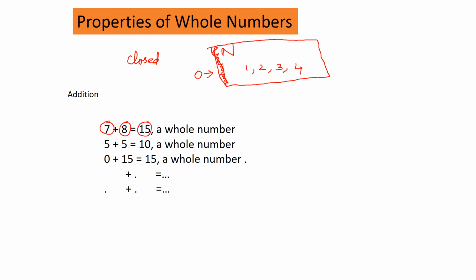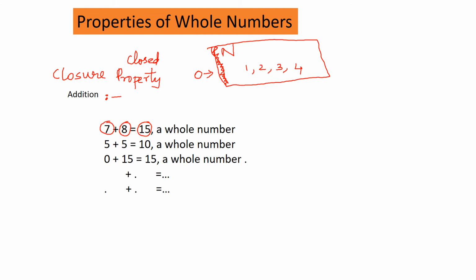So you can write it down in your notebook. You have written properties of whole numbers. Closure property you have written. Did you write closure property? Yes, closure property. Under that you can write addition.